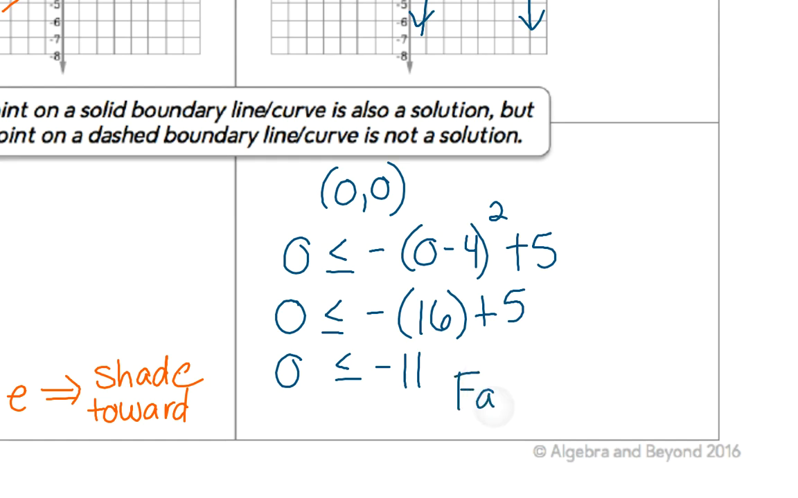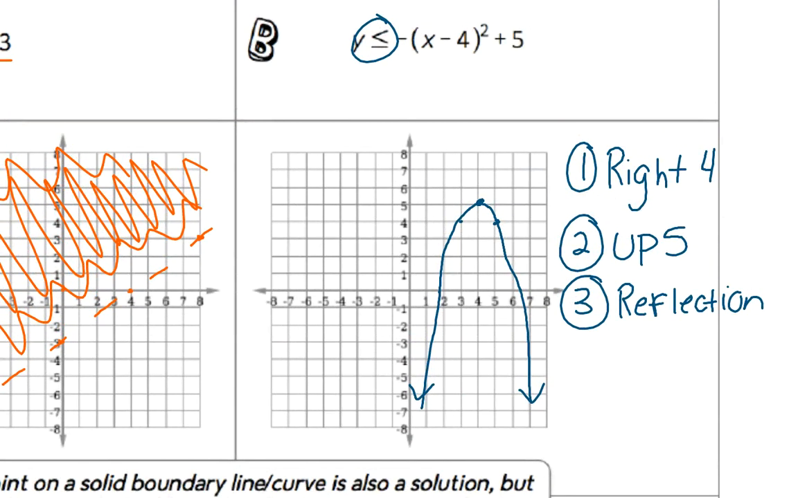That is false. That is not true. So that means that I'm going to shade away from (0, 0). In looking at my parabola here, (0, 0) is on the outside of my parabola, if we think about it as a U. So that means that I am going to shade the inside of my parabola. Everything in that shaded region is a solution to the inequality. Anything outside is not. All right.